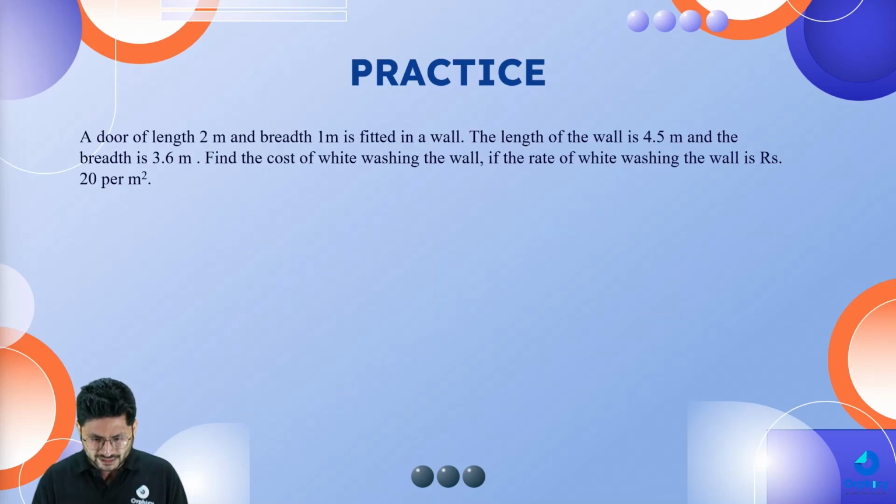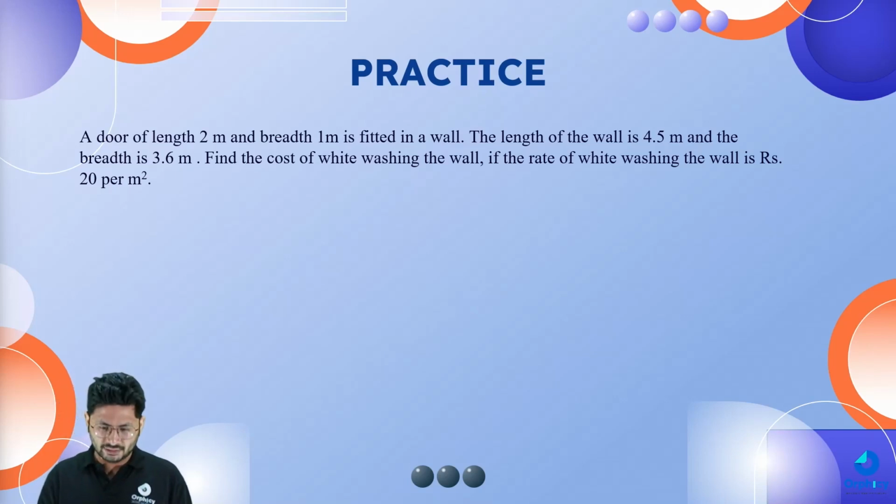So let's move on to the next question. The door of length 2 meters and breadth 1 meter is fixed in a wall. एक कोई wall थी जिसमें हमने एक ऐसा 2x1 वाला door fix किया. Now the length of the wall is given as 4.5 and the breadth is also given, which is 3.6. We have to find out what is the cost of whitewashing the wall if the rate of whitewashing is given as 20 per meter square. इसमें भी same काम करना है. First of all, calculate what is the area of the wall.